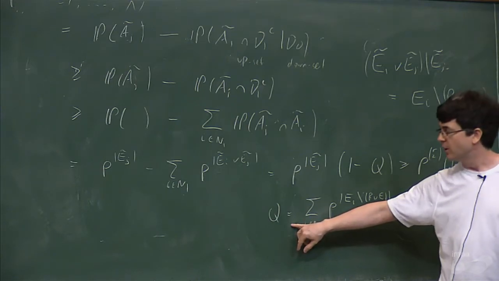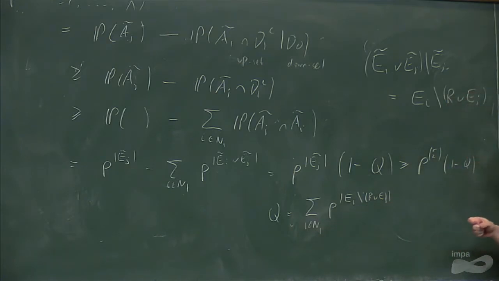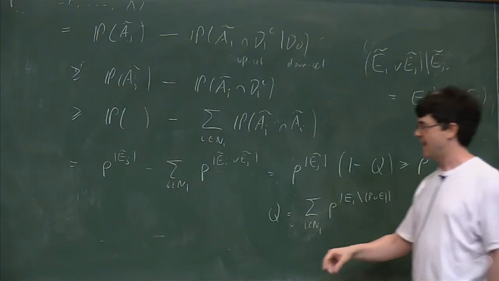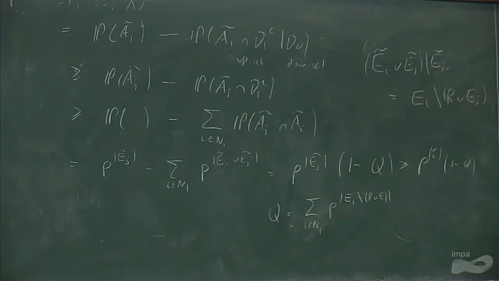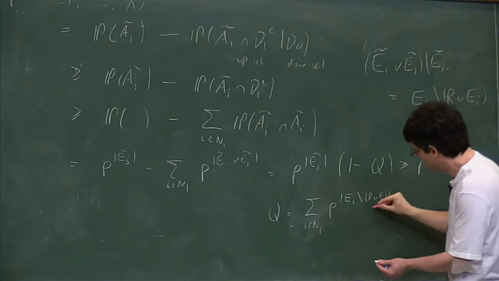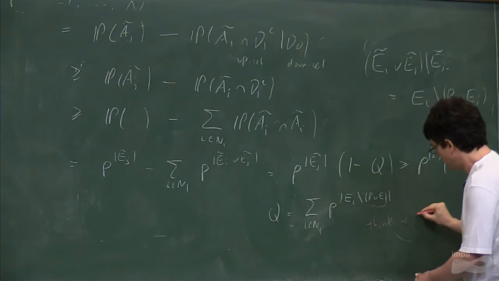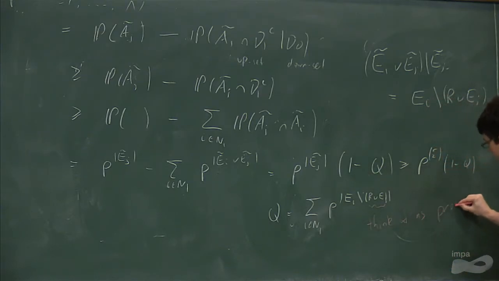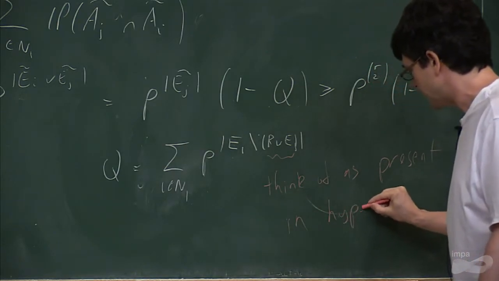Our coupling only goes wrong. It doesn't go wrong just if Q is big. It goes wrong if Q is big and we include the triangle corresponding to EJ. Okay? That and is crucial because it means that we can think of this R union EJ, we can think of all of these as being present in the hypergraph. I mean, that's a slightly vague statement.